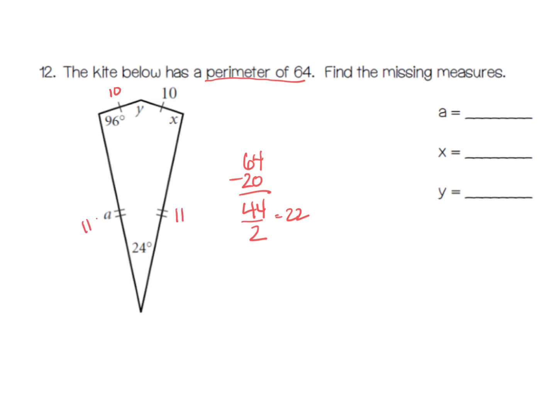Now again, remember that my non-vertex angles are congruent. So if this is 96, this has to be 96. Then I can take 360, subtract 96, 96 and 24, and I get that Y is 144 degrees. All right, so we figured out A was 11, X is 96, and then Y is 144.